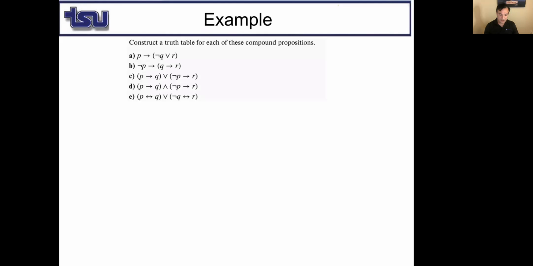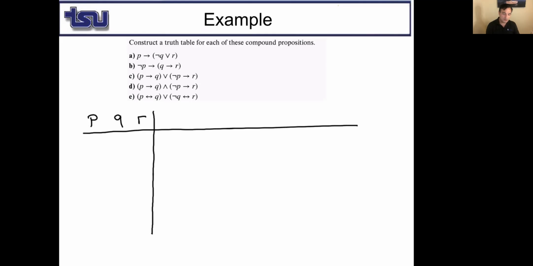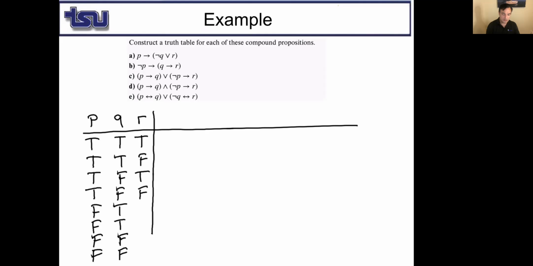Again, this is similar, and I'm going to do only one of them, the first one, and then you work on the others. But this time, please note that I have 3 propositions. If I have 3, that means I have 8 possibilities, right? So I'm going to put P, Q, R. In order to construct, I'm going to put 4 T, 4 F for P, and then 2 T, 2 F, and then alternating T, F.